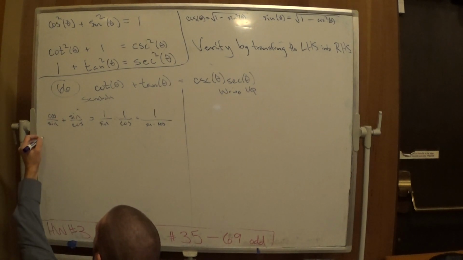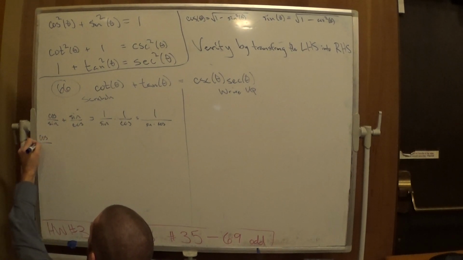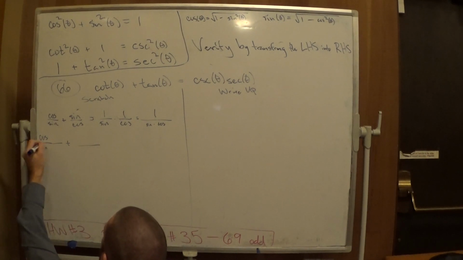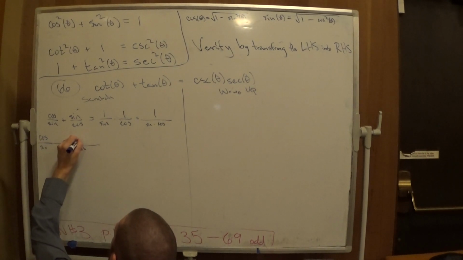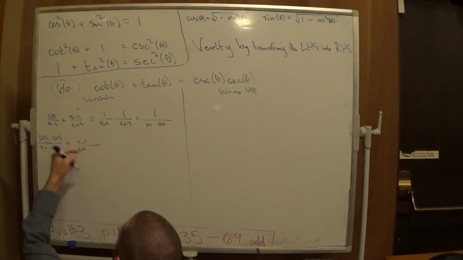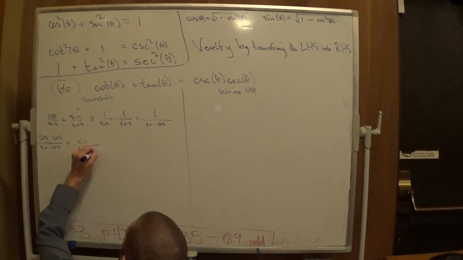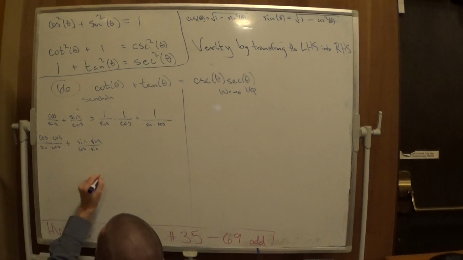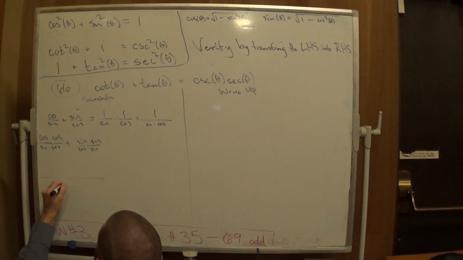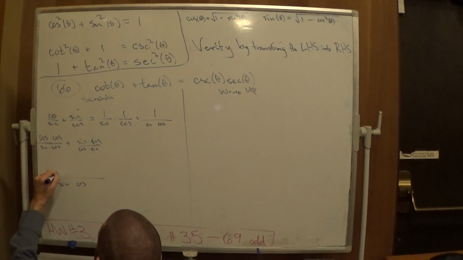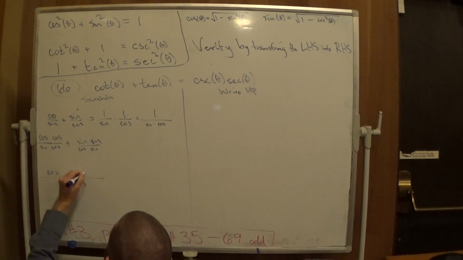If I wanted a common denominator, I would have to say, okay, we have this right here plus this right here. In order to get a common denominator, I'd have to do cosine here. So I'm going to go cosine, cosine. Down here, I'm going to go sine. Up here, I'm going to go sine. And now I notice, oh, I have my common denominator. So I have my sine times cosine. Up here, I have a cosine squared. Up here, I have a sine squared.